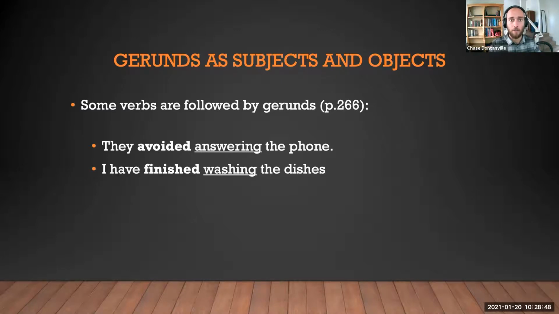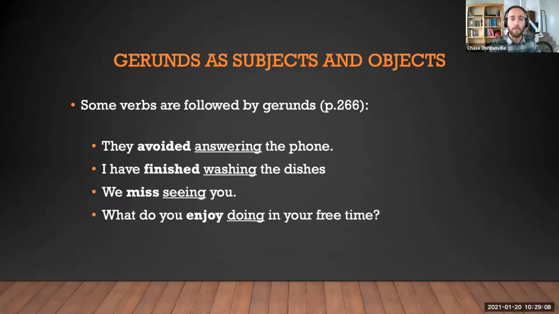Finish is followed by a gerund. So I have finished washing the dishes. And miss, we miss seeing you. Okay, so avoid, finish, miss, we use gerunds after these verbs. Same with do. Same with enjoy. What do you enjoy doing in your free time? Okay, so after enjoy, we use the gerund, the ing form.